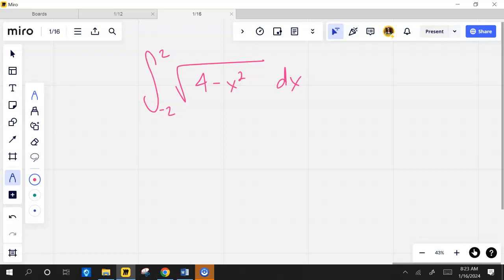Okay, y equals and put this in there. Y equals and put this in there. Tell me what it is. It's a semicircle, right? It's half of a circle. What's the radius on your semicircle? 2.